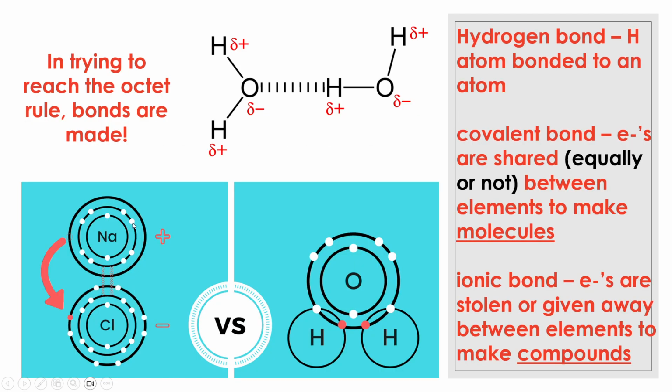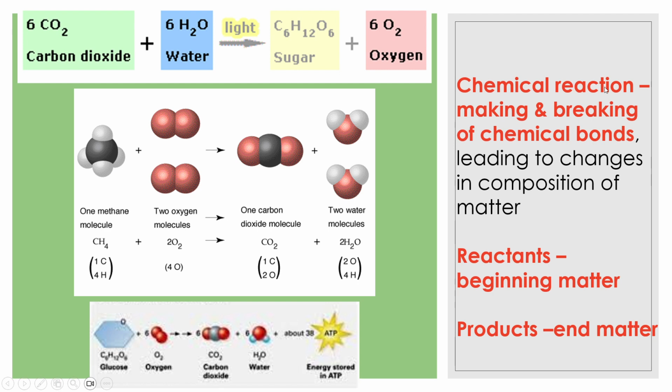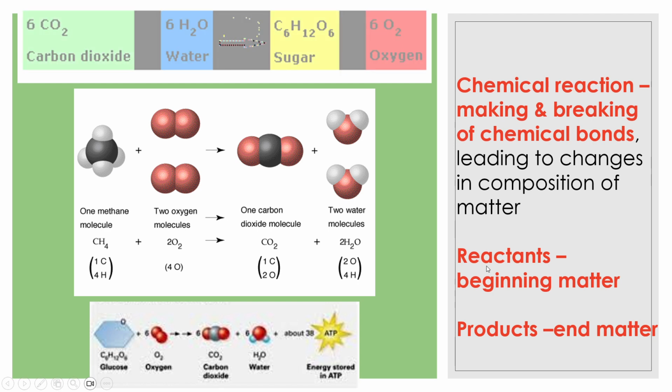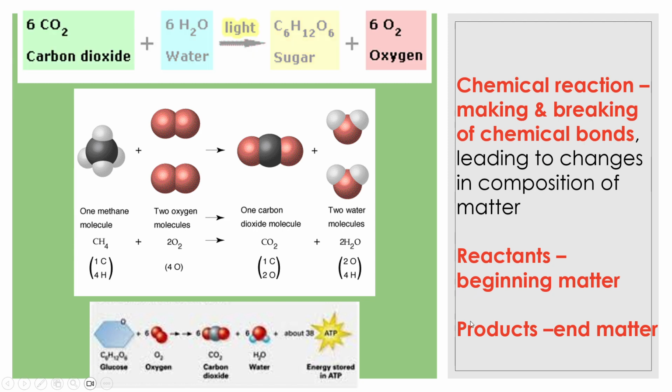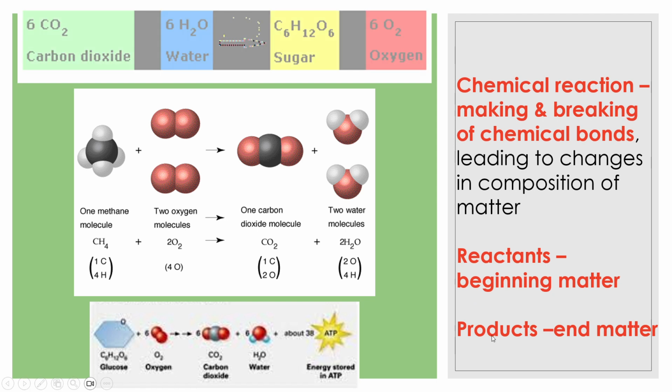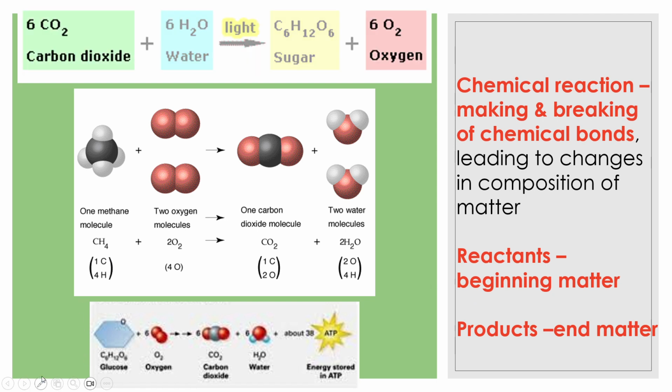You see right here? That 1 electron that was on the outermost shell of sodium jumped ship and went over here to chlorine and formed those 8. So that's an ionic bond. They're the stealing and giving away of electrons. Covalent, couples share. They share the electrons. Your chemical reactions, this is where we make and break chemical bonds. Your reactants are what react to produce the products. Your reactants go into the reaction and your products come out of the reaction. It's just that simple.